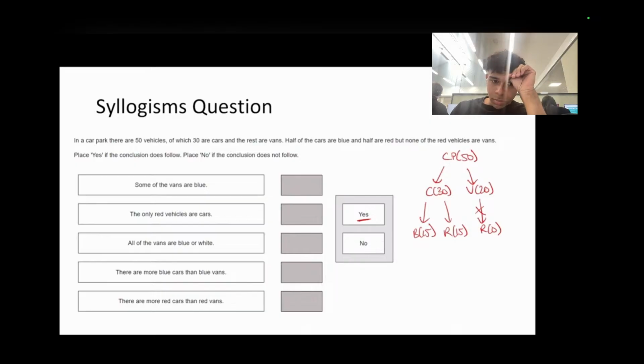And so because of this idea of making the opposite true, creating the hypothetical, this first one has to be false. The only red vehicles are cars, okay? So we know that there's cars and vans and none of the vans are red, so this must be true. All of the vans are blue or white. Once again, all we know is that none of them are red. We don't know any other information about them. So these two are wrong for the same reason, okay? So these two are no for the same reason.